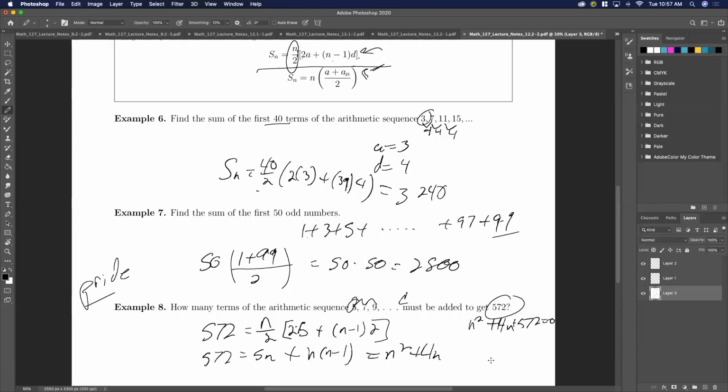And at this point, chunk it through a calculator. It is possible to factor it. This is n minus 22 and n plus 26, right, equal to 0. That means n is either 22 or negative 26. Well, negative 26 doesn't make any sense, right? Because we can't add up negative terms.